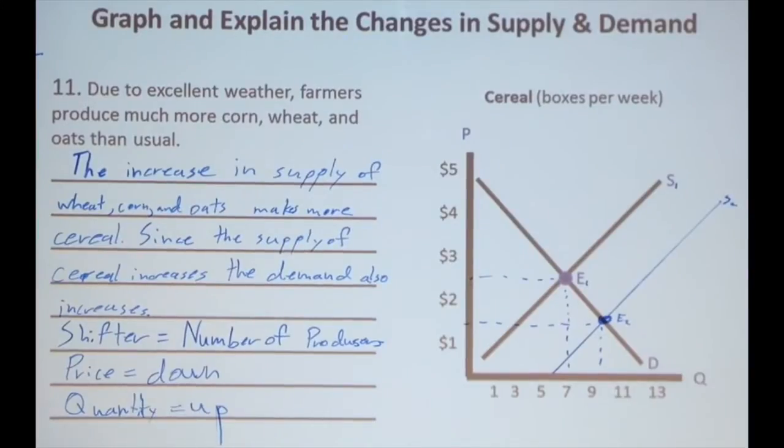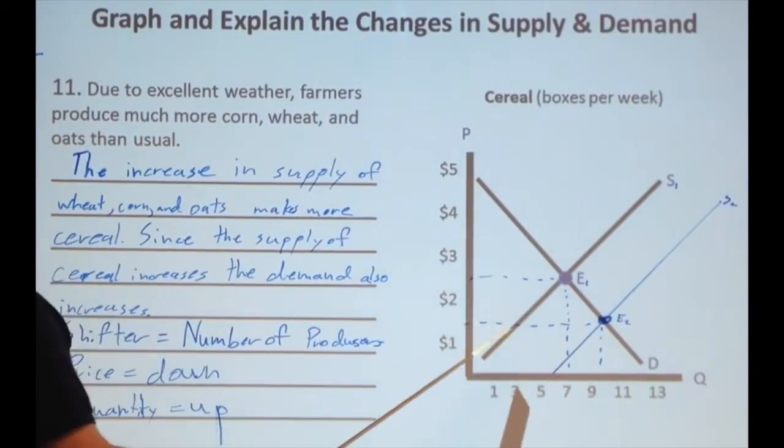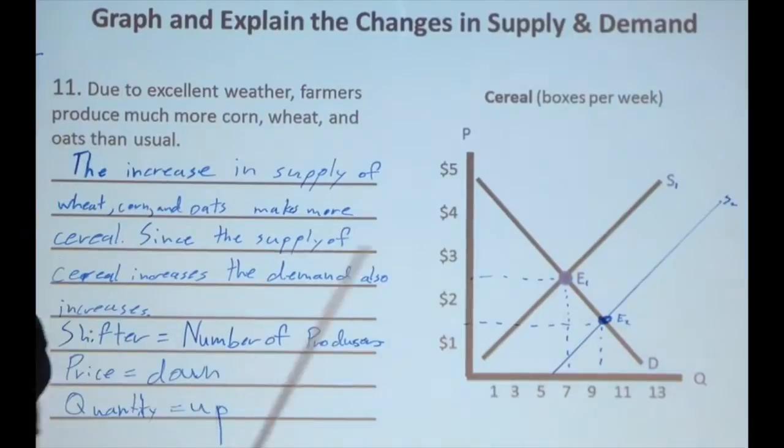Due to the excellent weather, farmers produce much more corn, wheat, and oats than usual. So the increase in the supply of wheat, corn, and oats makes more cereal. Since the supply of cereal increases, that is a shift of supply to the right.